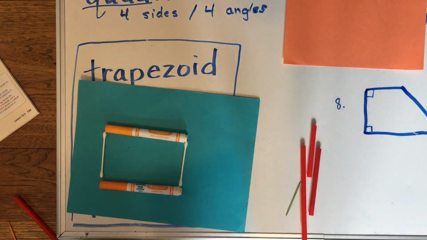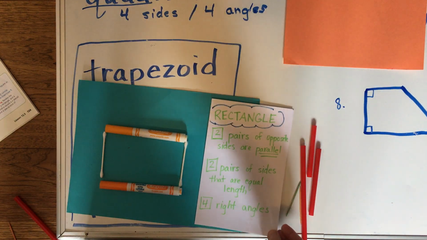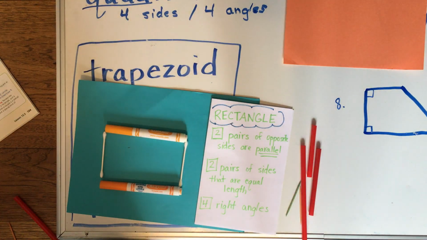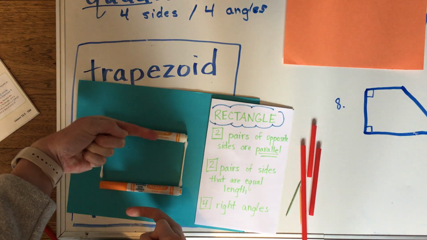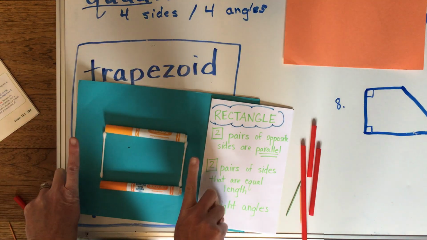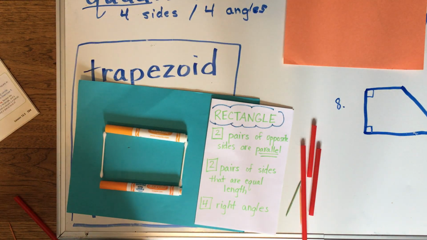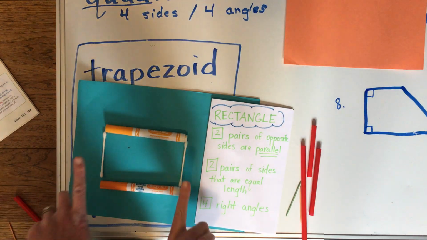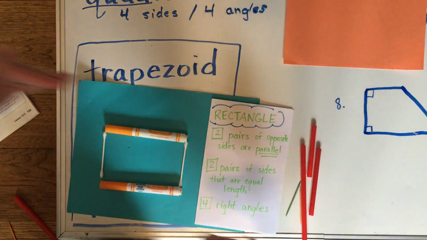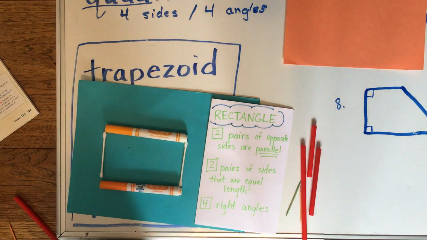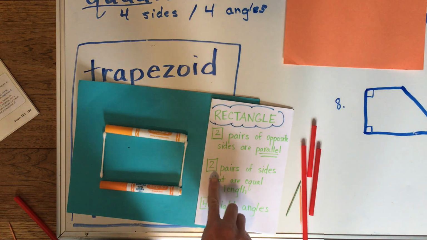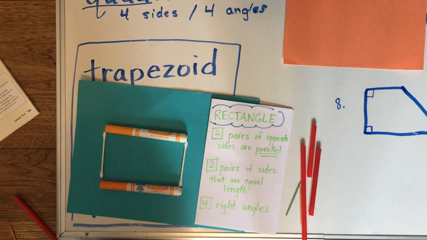Ready? To make a rectangle, can you see this if I put that there? To make a rectangle, 2 pairs of opposite sides are parallel. So the markers are a pair, that's one pair, and the Q-tips are a pair, that's the second pair. 2 pairs of opposite sides are parallel. The Q-tips are never going to touch, and the markers are never going to touch. 2 pairs. Okay, 2 pairs of sides that are equal length.